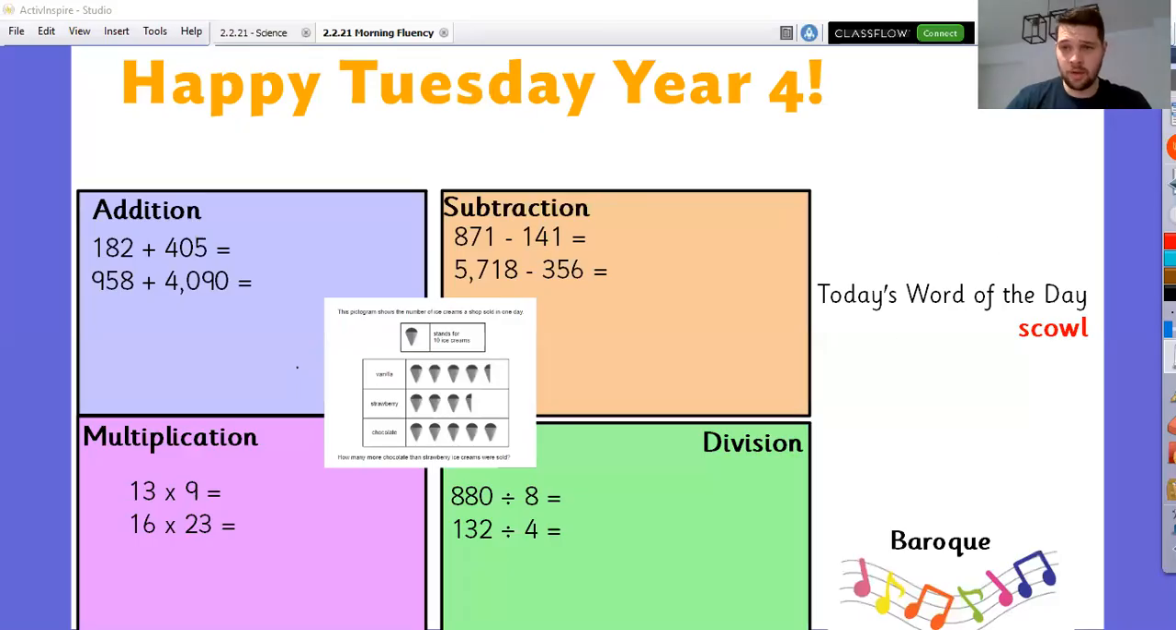So here are your morning fluency questions. Today's word of the day is scowl. Can you find a synonym? Can you find an antonym? If you're unsure of the meaning, find the definition and then use it in a sentence.